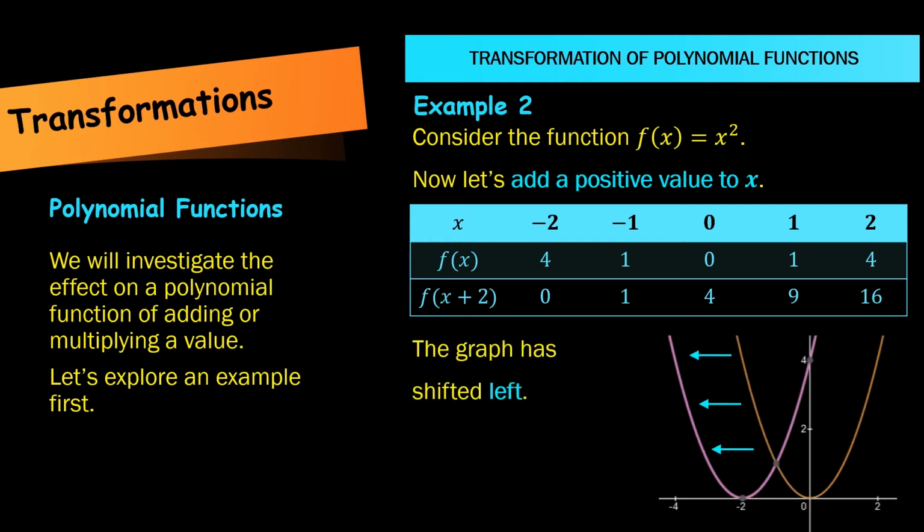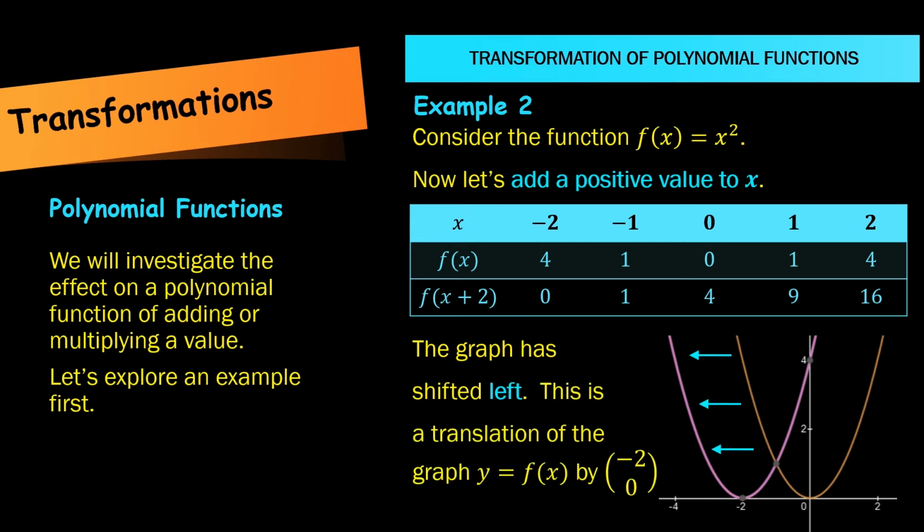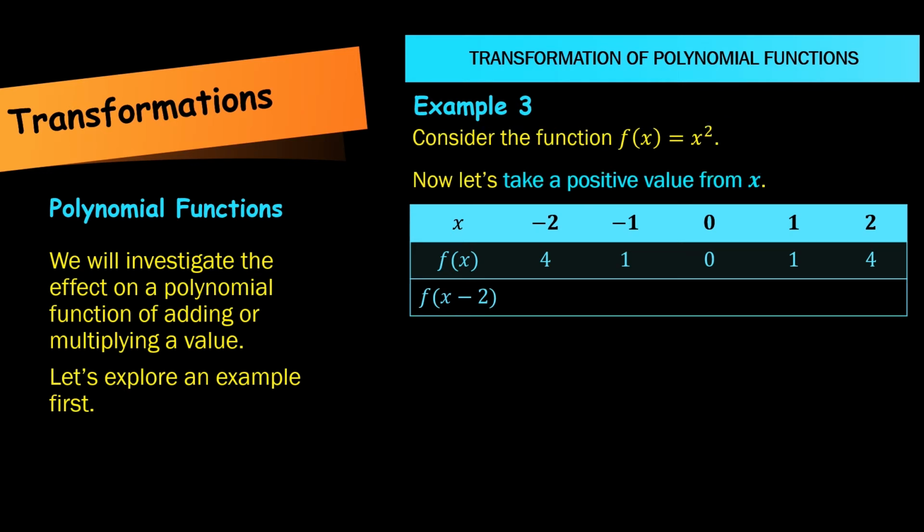The graph has therefore shifted left. This is a translation of the graph y equals f of x by the vector minus 2, 0. And what about f of x minus 2? When x is minus 2, f of x minus 2 is 16.